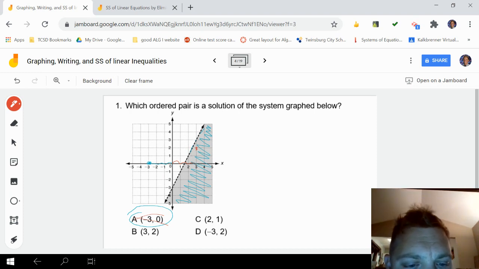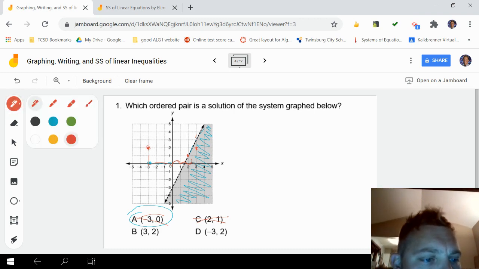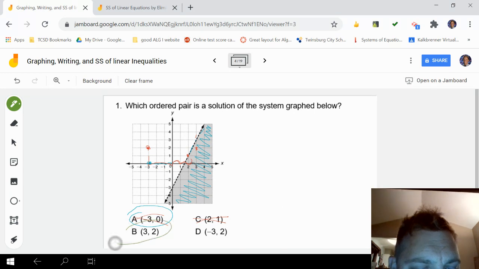C says (2, 1), so 1, 2, and then up 1. Uh-oh, that's on the line. Is it allowed to be on the line? No, because this is a dashed line, so we're going to get rid of that one. And then -3, holy smokes, where are we going? Yep, and then up 2 is right here. So the only point that makes sense, winner, winner, chicken dinner, just like the Browns, is (3, 2). Go right 3 and up 2, and there's our answer in the shade.